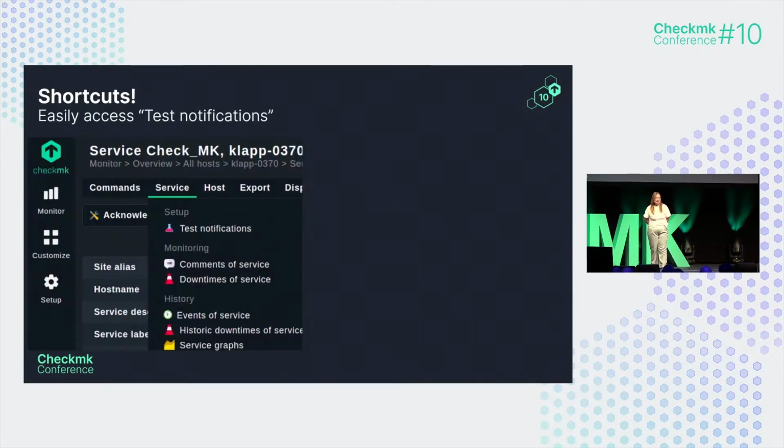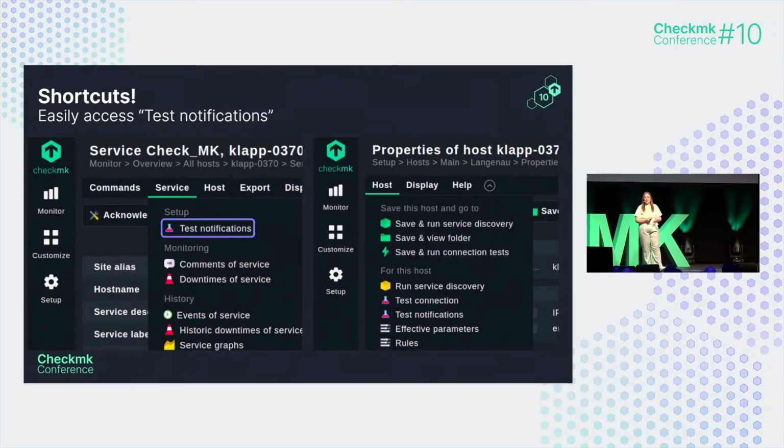But that's not the only shortcut that we included. We want to make the feature as convenient as possible for you. So if you are on a service and click on the service test notification, it will directly bring you to the test notification dialog and pre-fills the host and service name for you. So you can just start right away with it. The same for the host setup. Just below the test connection button, you can now also go to test your notifications.